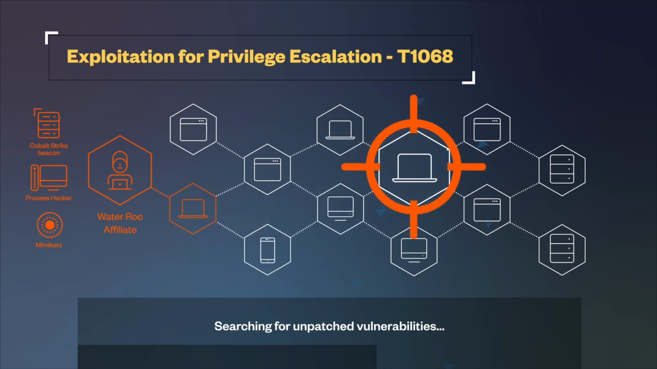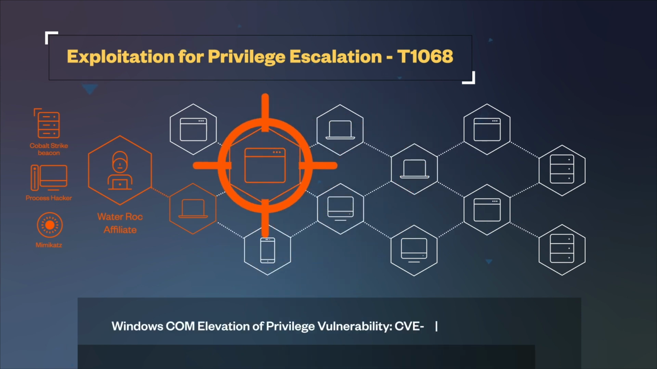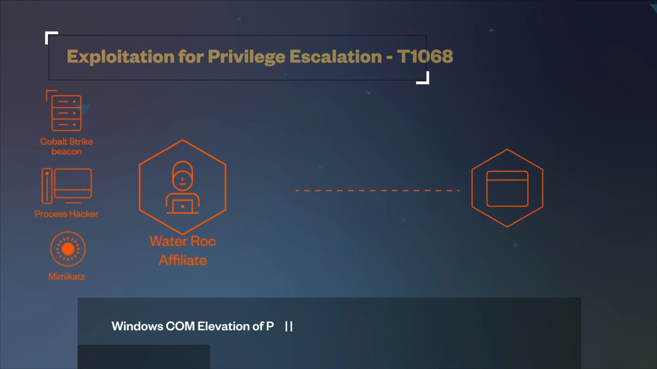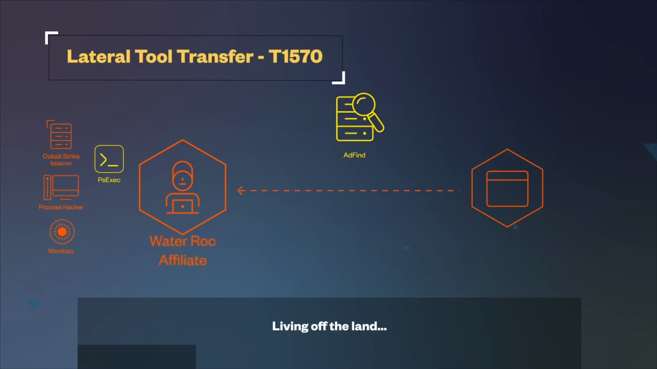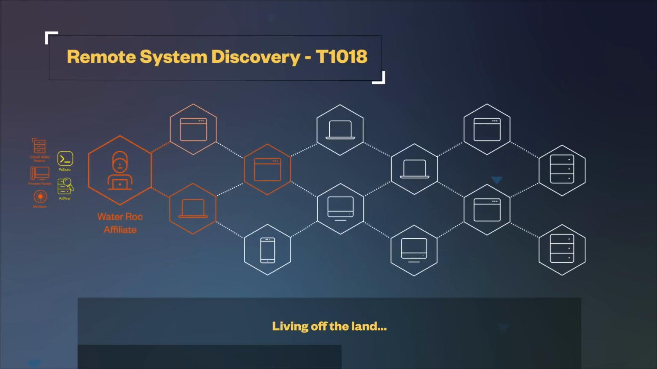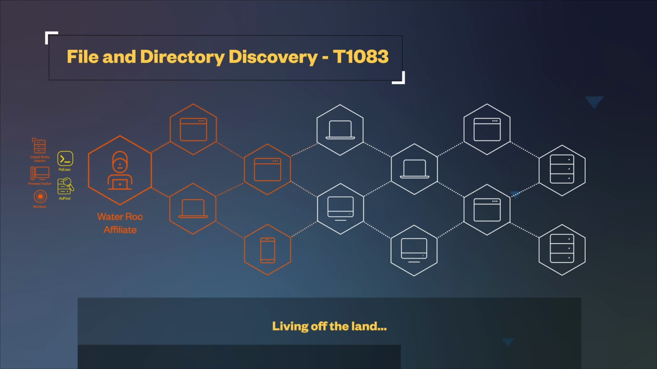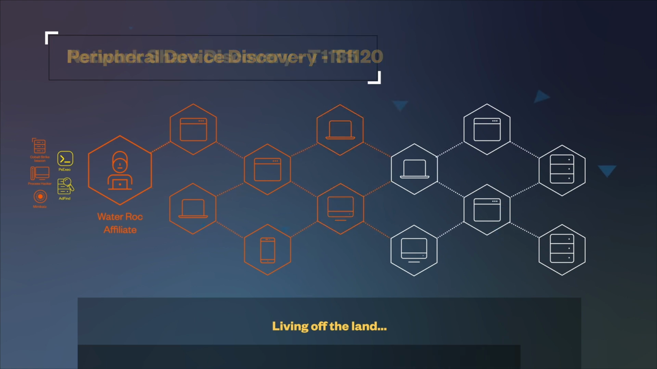An elevation of privilege vulnerability gives them the administrator permissions. They also use tools already in the system to move laterally and expand. This technique is called living off the land. With access and an arsenal of tools, the affiliates move through Company X's entire environment, including peripheral and shared devices.